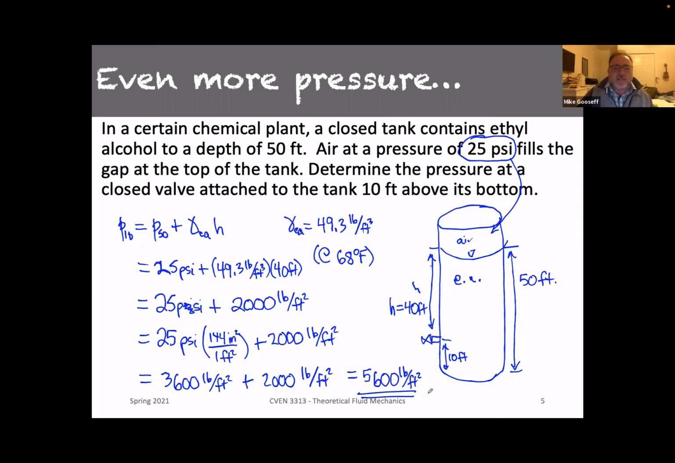So that's helpful, I think, in thinking a little bit about how to work these problems. If you were designing that valve, you would have to make sure that you accounted not just for the 2,000 pounds per square foot that would come from the ethyl alcohol, but also that 25 psi, right? That ended up being, it turns out, a bigger total pressure when we got these into the same units than the ethyl alcohol by itself, which is interesting to note. All right. Okay.